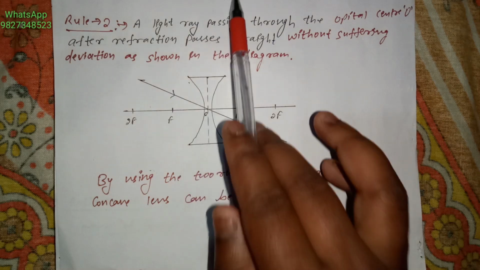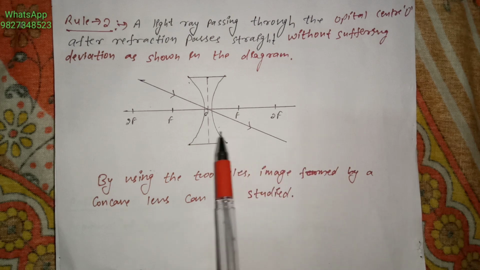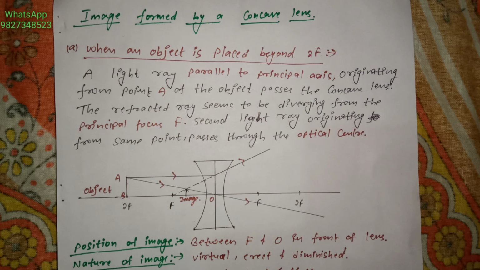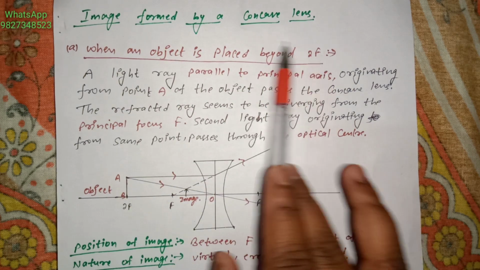By using these two rules, rule 1 and rule 2, we can actually study the image formed by concave lens. So let's see some images formed by a concave lens. Now let's see what kind of image is formed when object distance is varied. In that, the first point is when an object is placed beyond 2f. Let's see what happens in it.